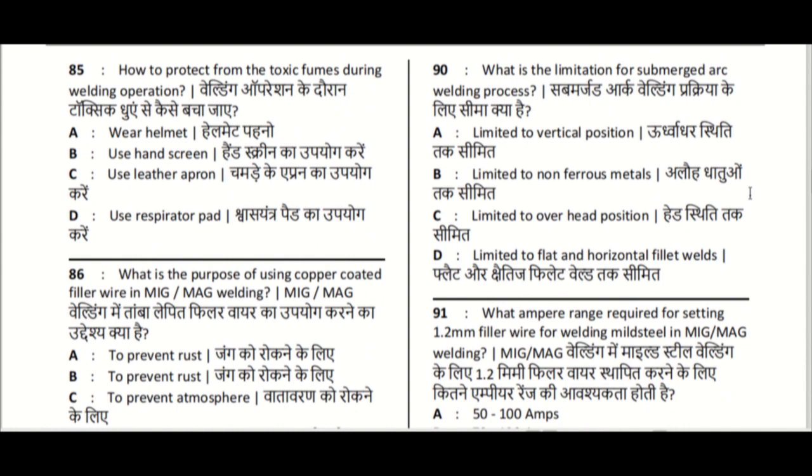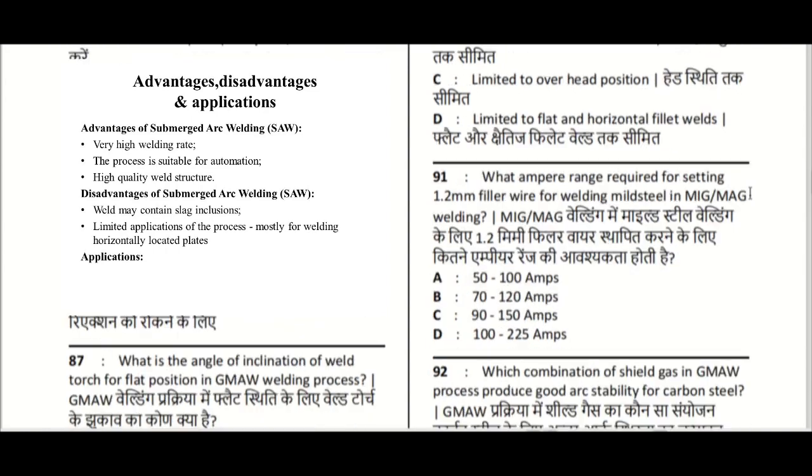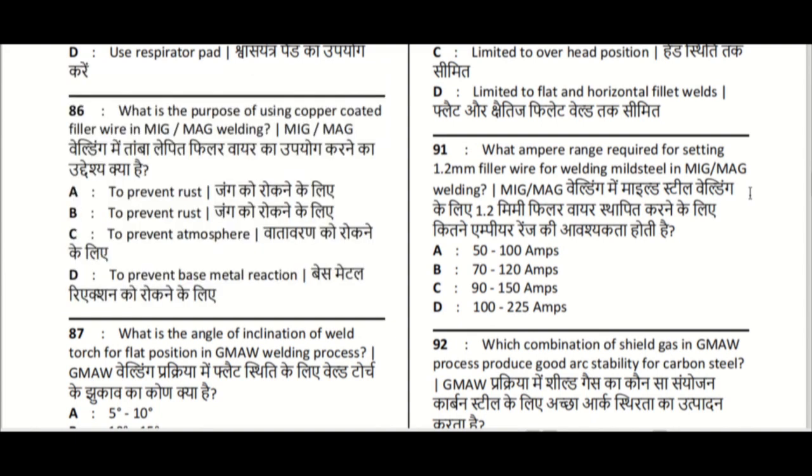What is the limitation of submerged arc welding process? It's limited to flat and horizontal fillet weld. What average current is required for setting 1.2 mm filler wire for welding mild steel in MIG welding?